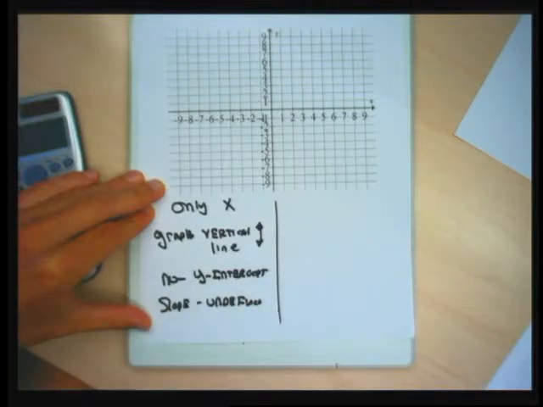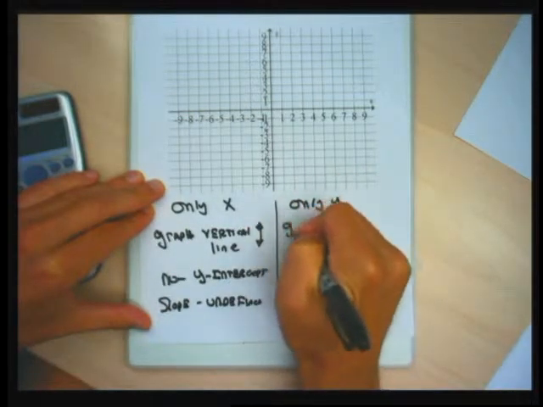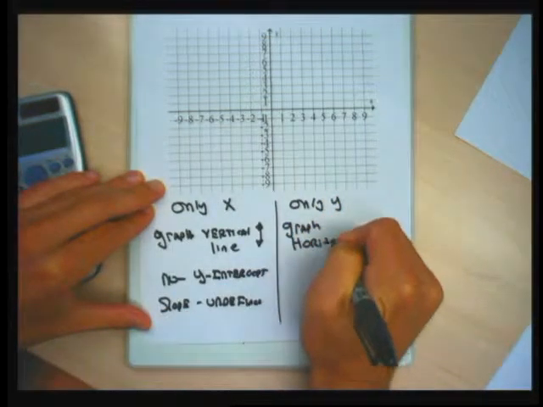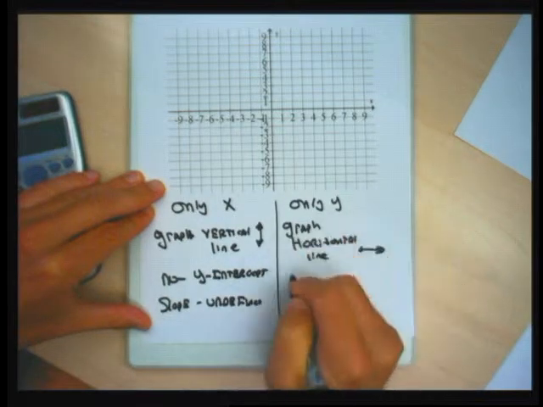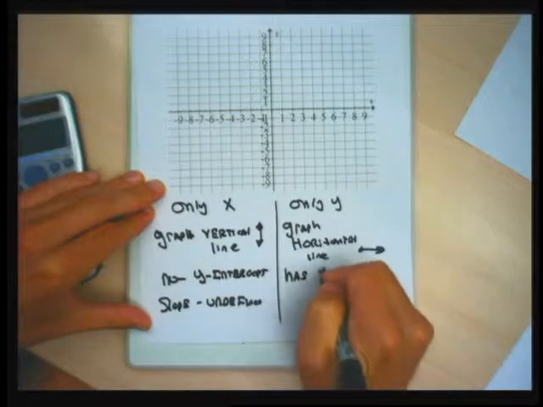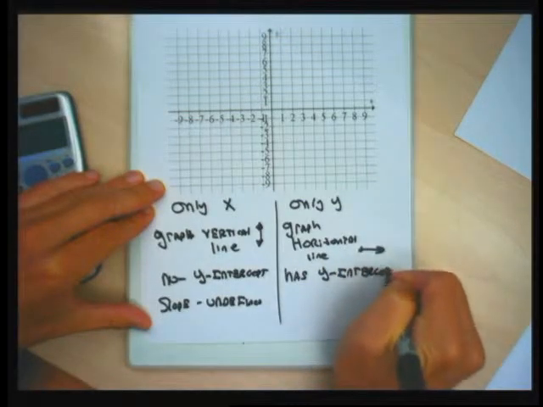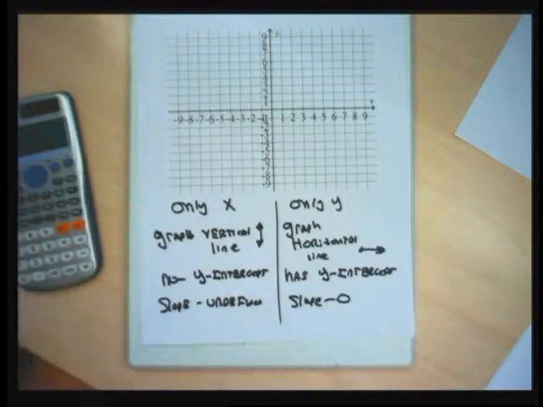If I have only a y, the graph is a horizontal line, it has a y-intercept, and the slope is 0. That's minimally important, but it comes up a little bit in this section, and you just kind of have to know it.